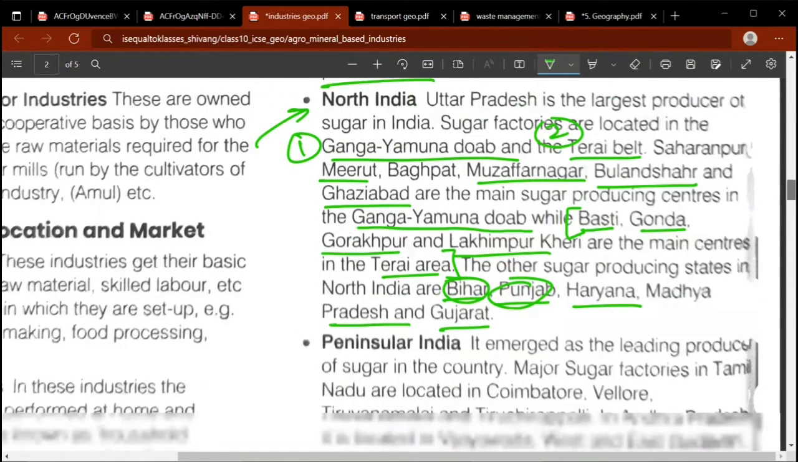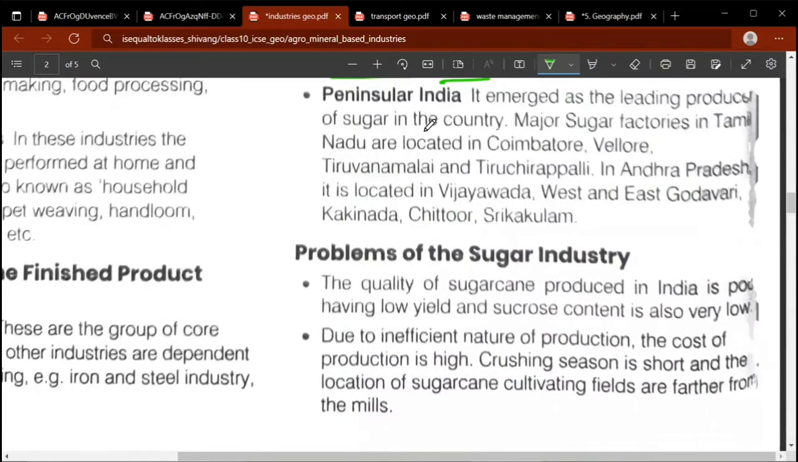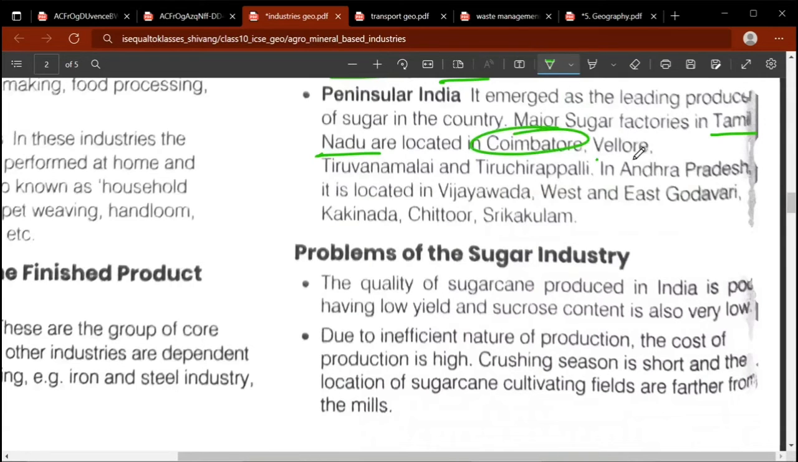Then you have Peninsular India. It emerged as a leading producer of sugar in the country. Major sugar factories are in Tamil Nadu and they are located in Coimbatore, Vellore and Tiruchirappalli. In Andhra Pradesh, it is located in Vijayawada, West and East Godavari, Chittor and Srikakulam. These are some of the locations you may remember.